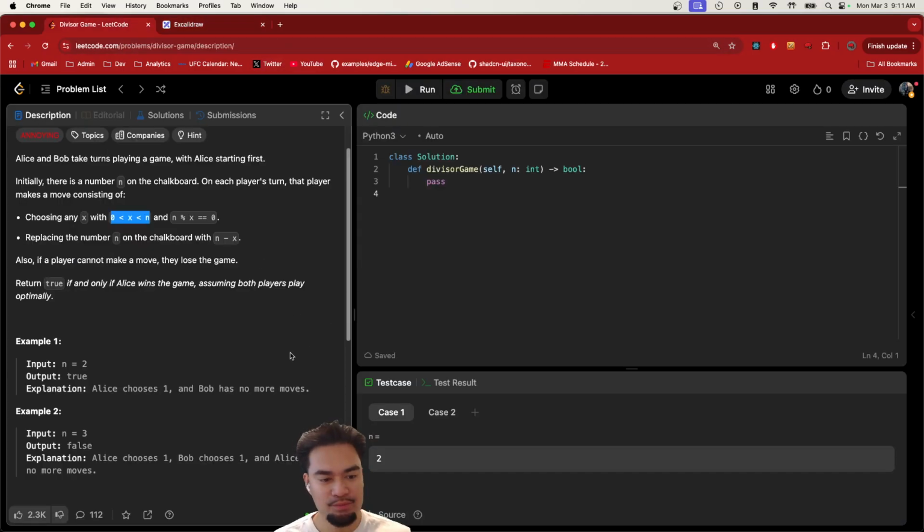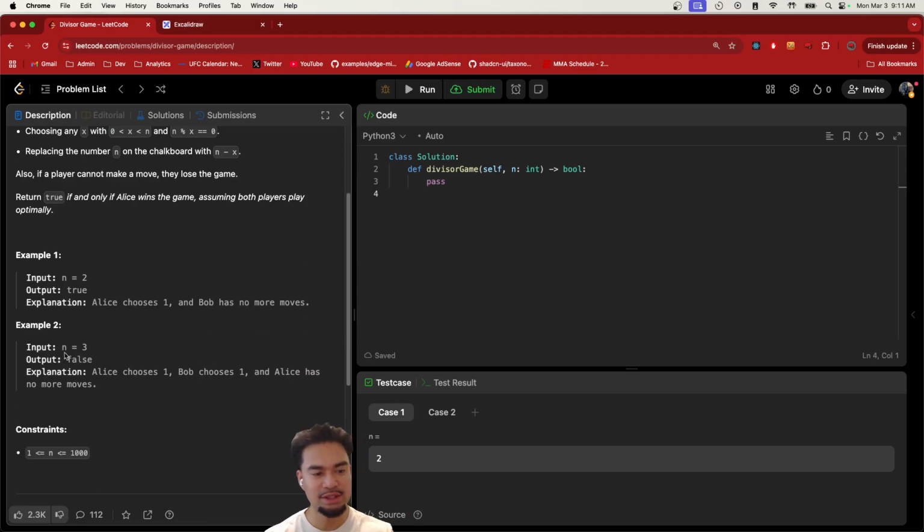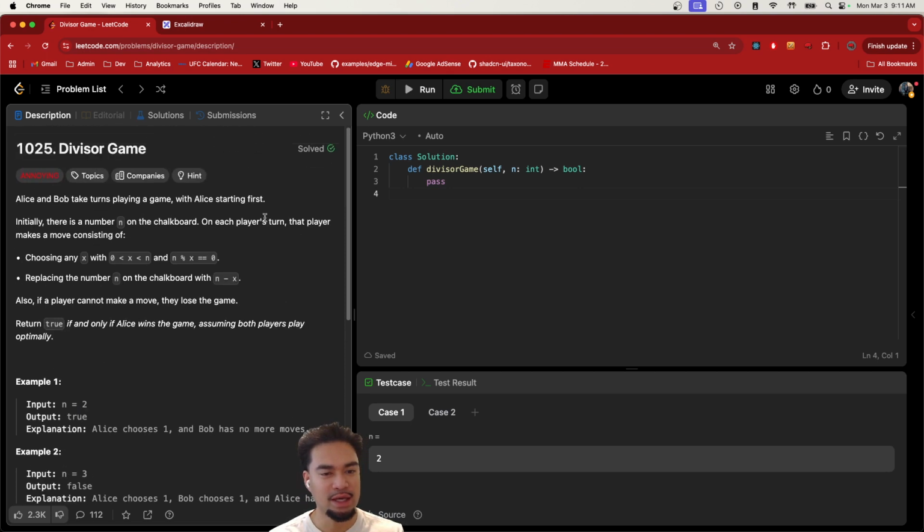Pause right there and then actually try to solve this question. Work through the examples and figure out why Alice loses on 3 and why Alice wins on 2. And take some time to do that real quick. So pretty much what we want to do is they play until a player cannot make a move, and then return true if and only if Alice wins the game. And you also have to assume that both players play optimally.